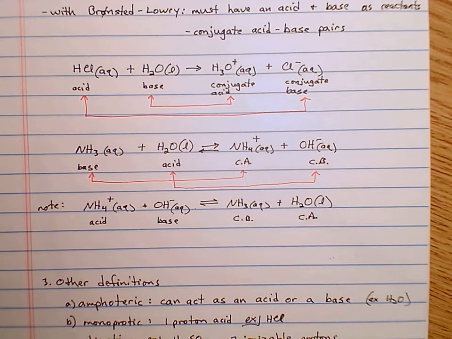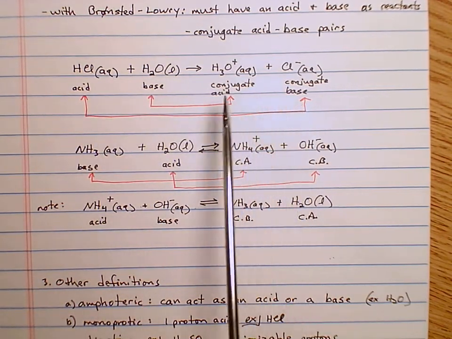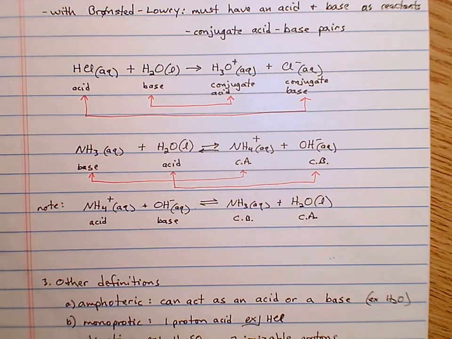And note, whenever you write Bronsted-Lowry reactions, the reactants are always the acid and the base. The products are always the conjugate acid and the conjugate base. The conjugates are always on the product side.